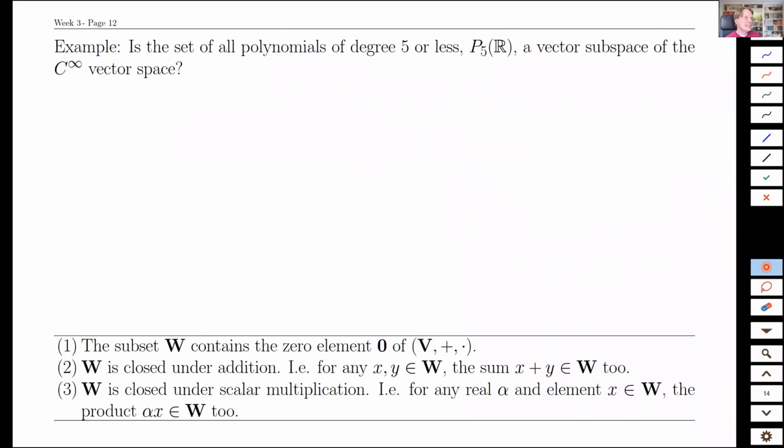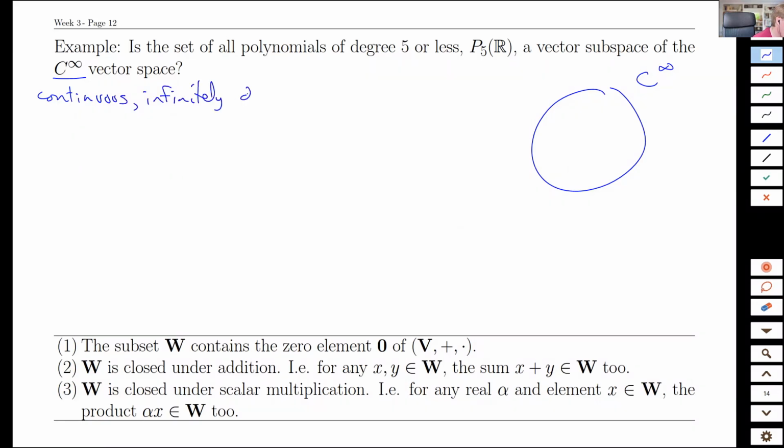All right, a couple more examples. So we have C infinity. This is a set of functions, right? This is our continuous and infinitely differentiable functions.